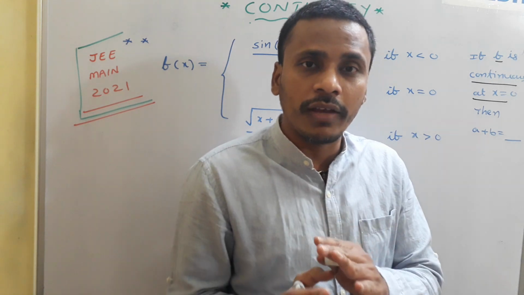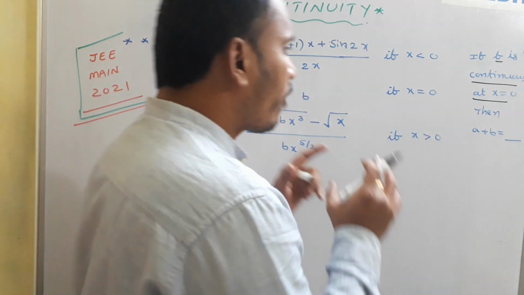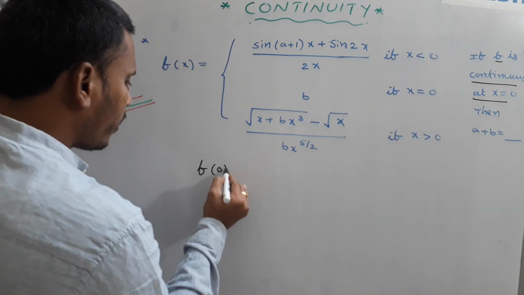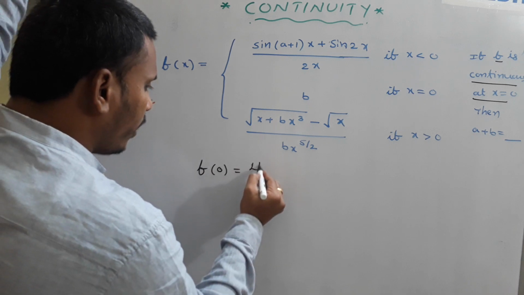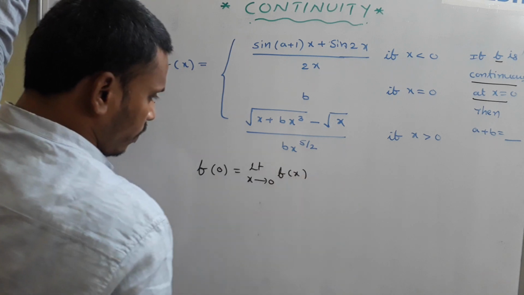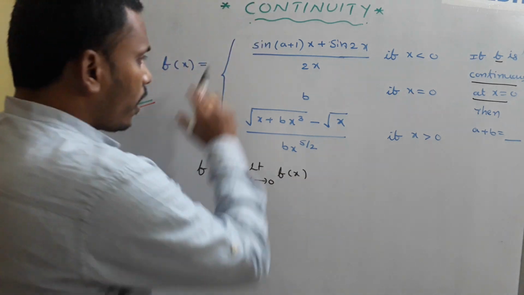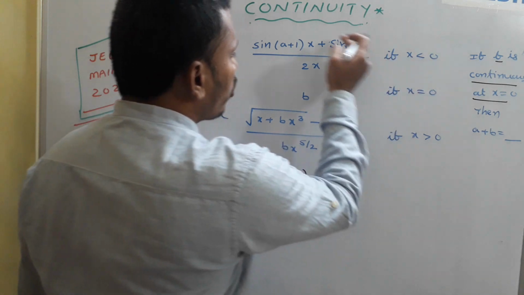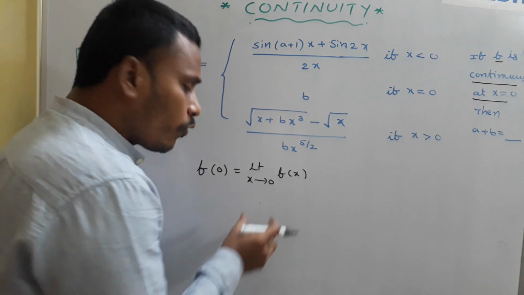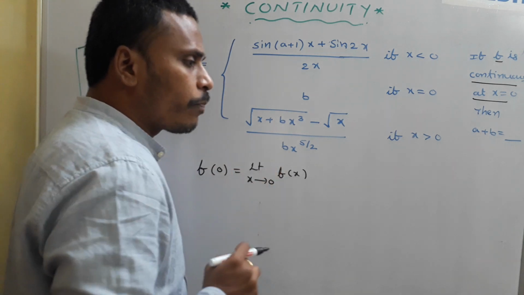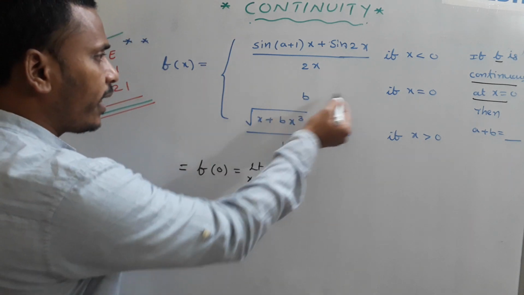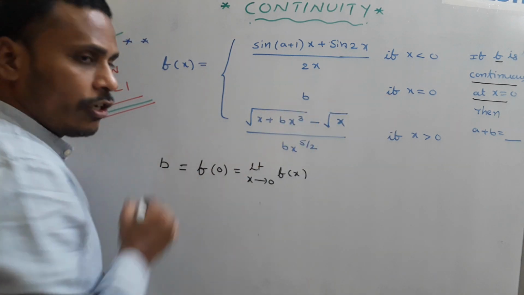Continuity represents that the limit value is equal to the functional value. Here f is continuous at x equals 0, so the functional value f of 0 is equal to the limit value. And what is that limit value? Limit as x tends to 0 of f of x. But here, by this definition, for x less than 0 we need to use this definition, and for x greater than 0 we need to use this definition. So we will calculate this limit by observing the left limit and right limit, and the functional value f of 0 is directly given as b. Okay, f of 0 is b.